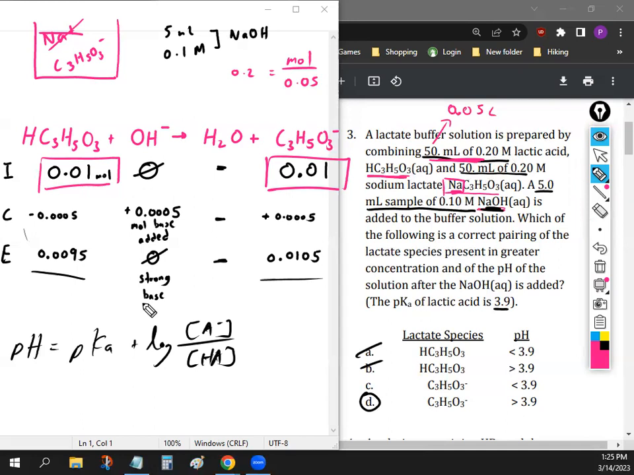What you're saying is that if you add the base, we can assume that it's going to react with the acid, right? So if you have the same amount of acid and your salt, if you add base, it's going to react with the acid, right? And so it's going to decrease your acid, increase your salt. Yeah, that's how buffers work. But you can only make that assumption for sure if you have the same acid and base.